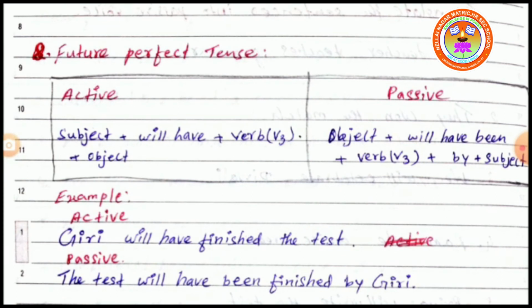Next, future perfect tense. Active voice structure: subject plus will have plus third form of verb plus object. For example, Giri will have finished the test. Passive voice structure: object plus will have been plus V3 form plus by plus subject. Example, the test will have been finished by Giri.